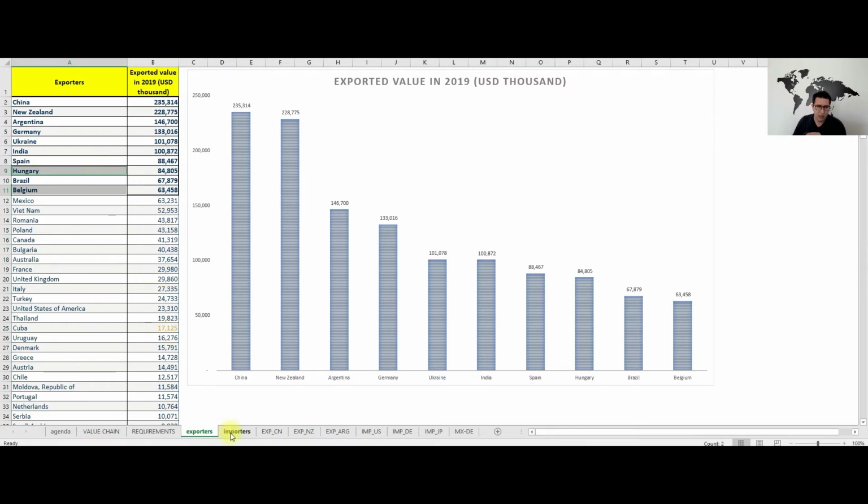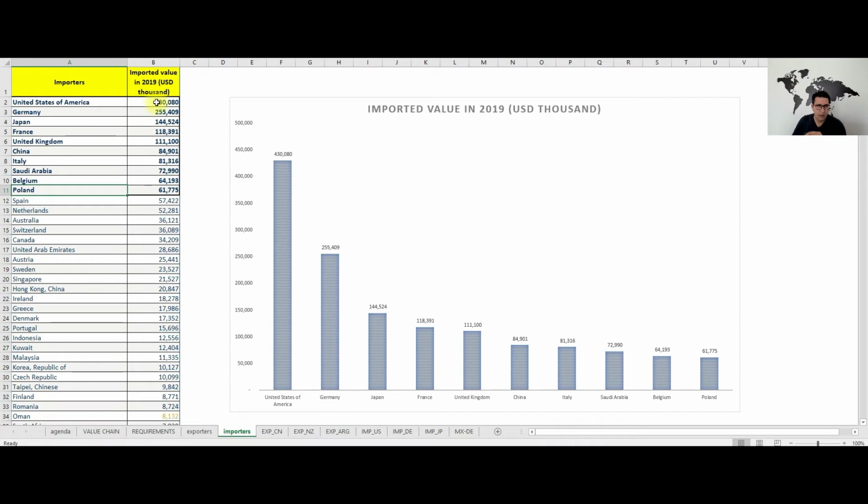Moving on to the importers, I'll also focus only on the top 10 importers of honey in 2019, and we see here that the United States is the biggest importer of honey for 2019 with more than 430 million worth of imports, followed by Germany, Japan, France, United Kingdom, China, Italy, Saudi Arabia, Belgium, and then Poland.